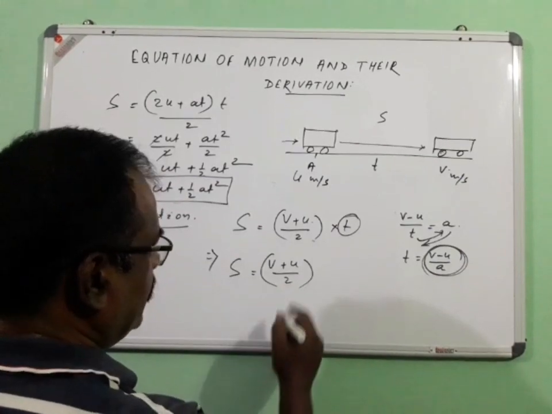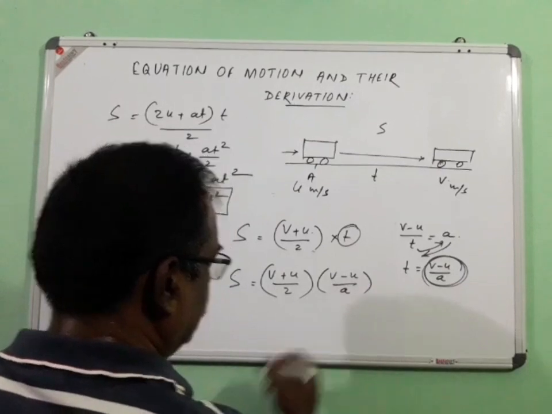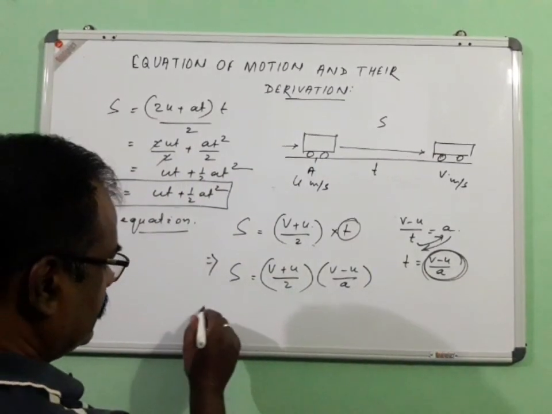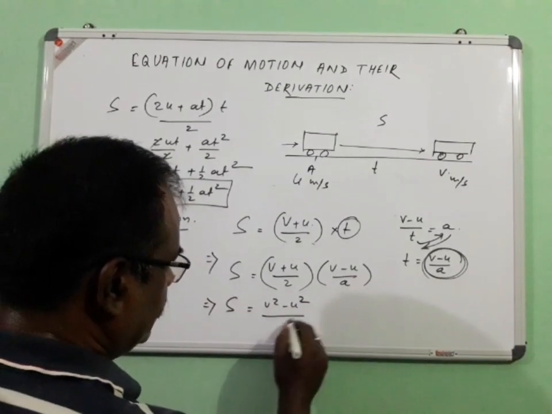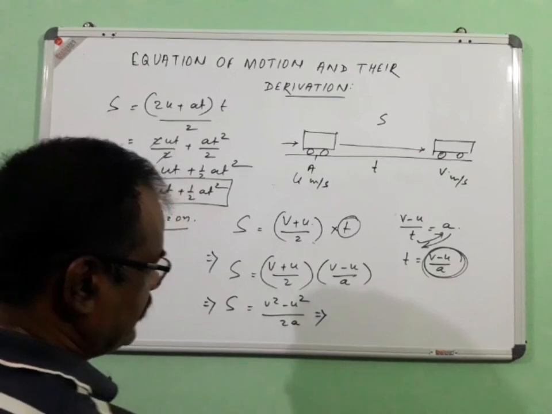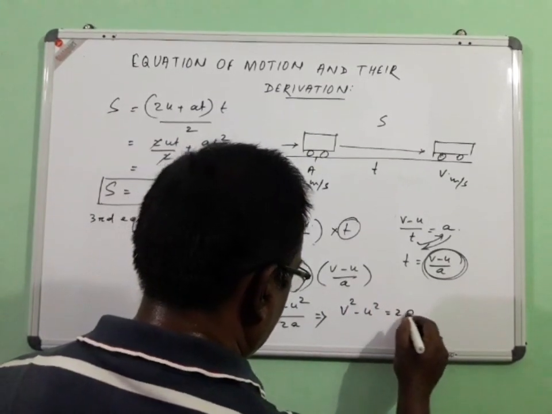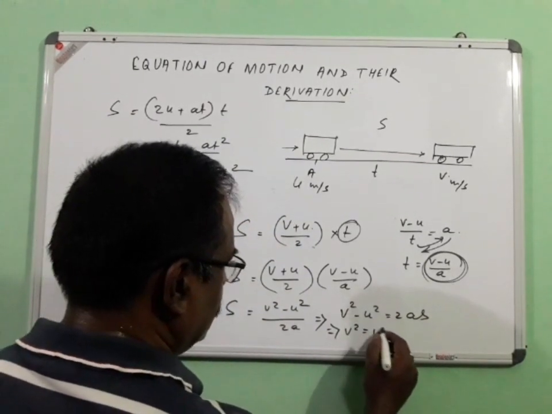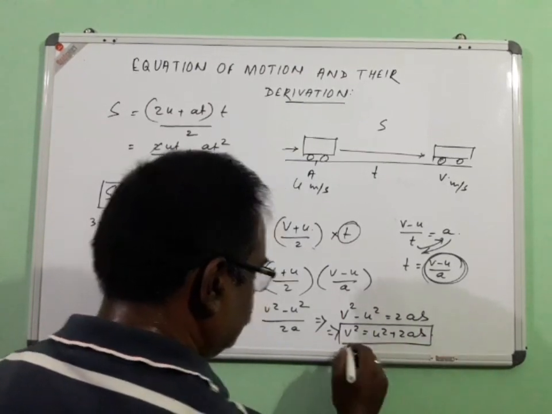into, in place of T, we can write (V minus U) by A. So therefore, (V plus U) into (V minus U), that implies S is equal to (V square minus U square) by 2A. Hence we can say that V square minus U square is equal to 2AS, or V square is equal to U square plus 2AS. This is your third equation of motion.